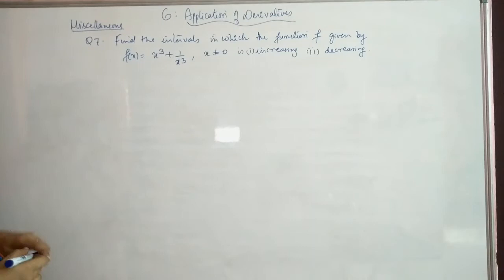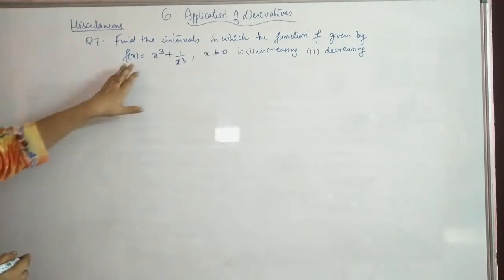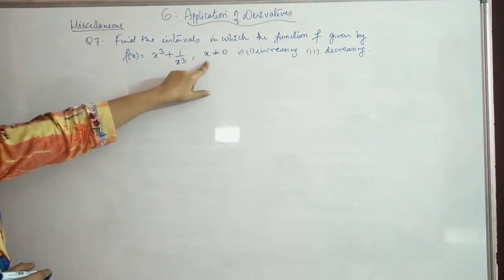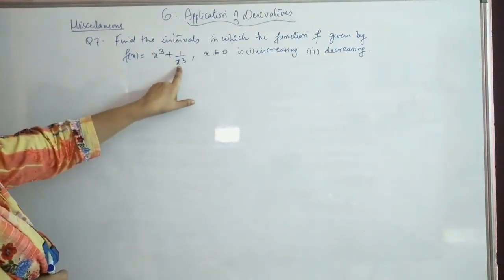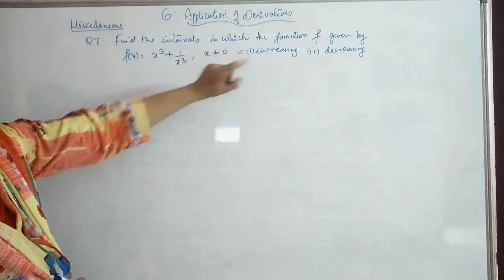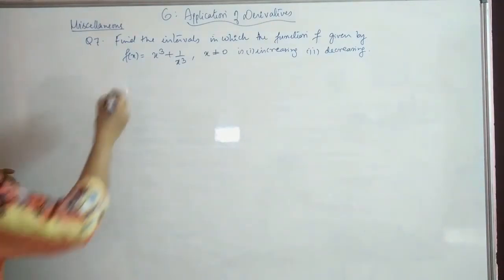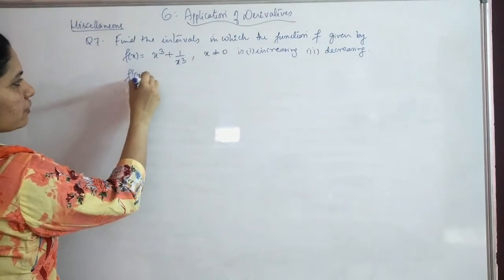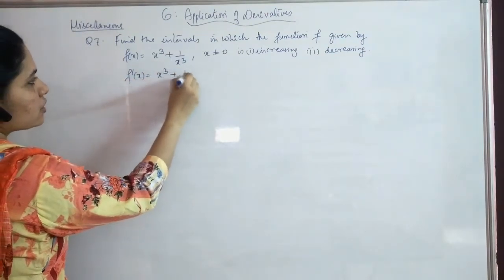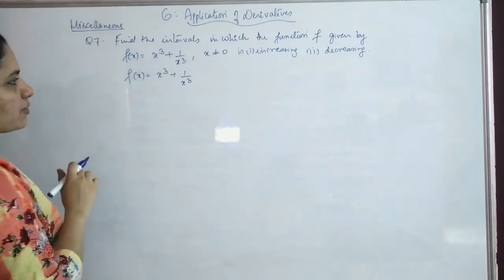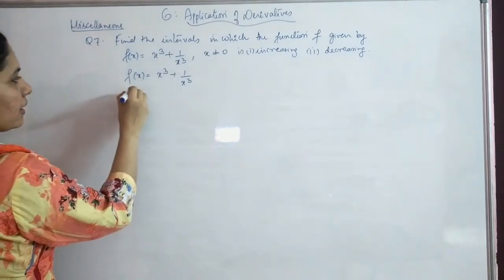Question is, find the intervals in which the function f given by f of x equal to x cube plus 1 by x cube, where x is not equal to 0, is increasing and decreasing. For the existence of this, you have to find in which interval the function is increasing and decreasing. That's what you have to find out. So first we will start with f dash of x. F of x equals x cube plus 1 by x cube.